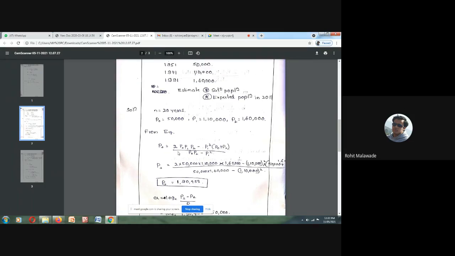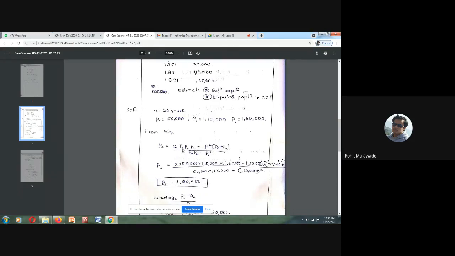Now what is P1? P1 is the 1971 population, 1,10,000. P naught is clear, P1 is clear. Now P2 is the third population, 1,60,000. So P naught is the 1951 population, P1 is the 1971 population, and P2 is the 1991 population. To determine the saturation population, we will use the formula PS is equal to 2 P naught P1 P2 minus P1 square into P naught plus P2, divided by P naught into P2 minus P1 square.